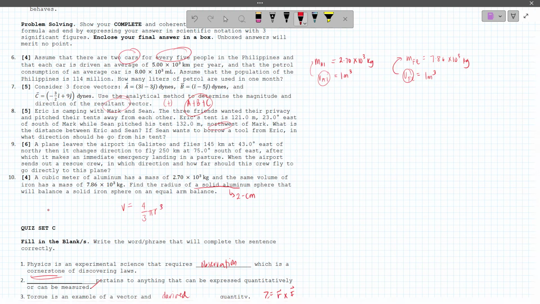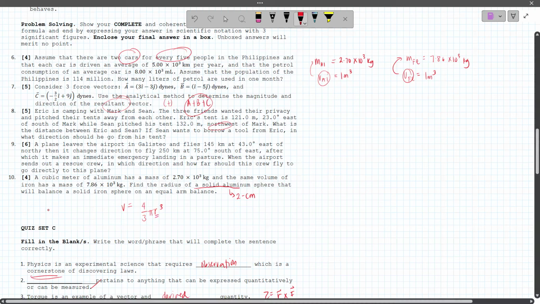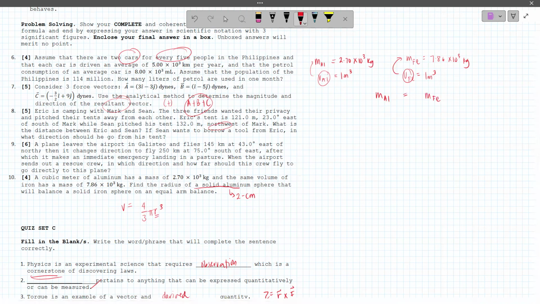So, paano natin kukuhanin yung radius ng iron na dapat ay kaparehas sa radius ng aluminum sphere para pantay sila? So, dapat ang isipin nyo dito, yung mass ng aluminum natin ay dapat equal sa mass ng iron natin, no? Hindi natin titignan yung laki, but the mass itself, okay? So, ano ba ang equation na pwede nating i-relate kay mass at volume? That is your density, di ba?